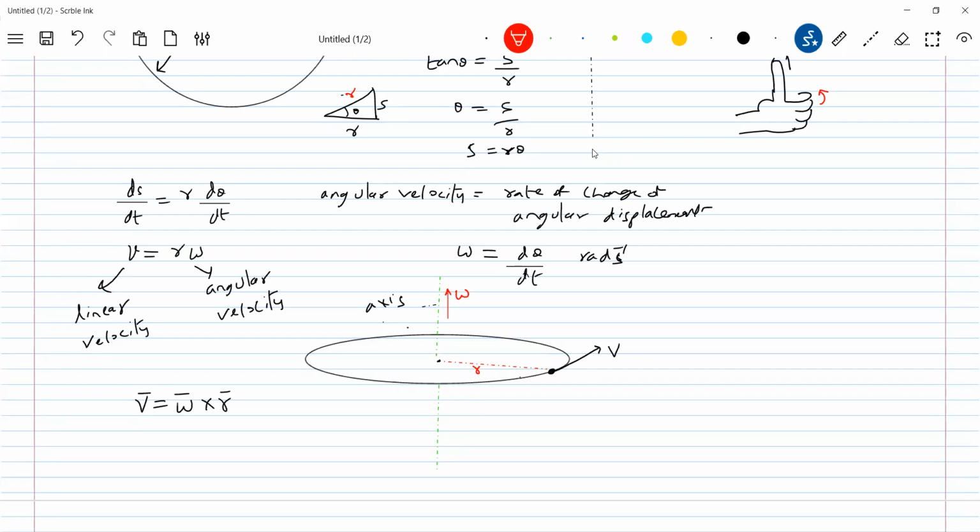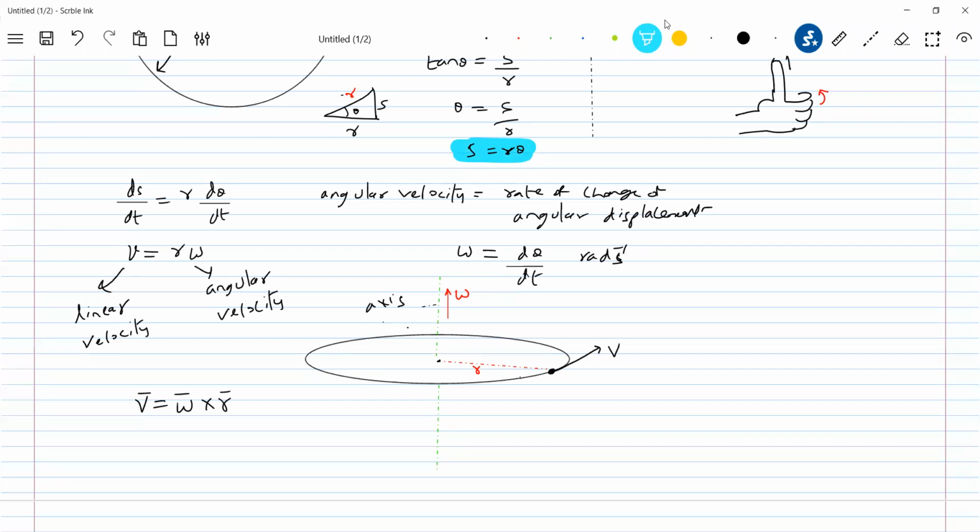Already I think you have come across this in high school geometry, no? Arc length equals what? r into theta. This is the relation between the linear velocity and the angular velocity. So the direction of omega, it's an axial vector. So what is the angular velocity? It's like an axial vector. It will be directed along the axis. This is very important.